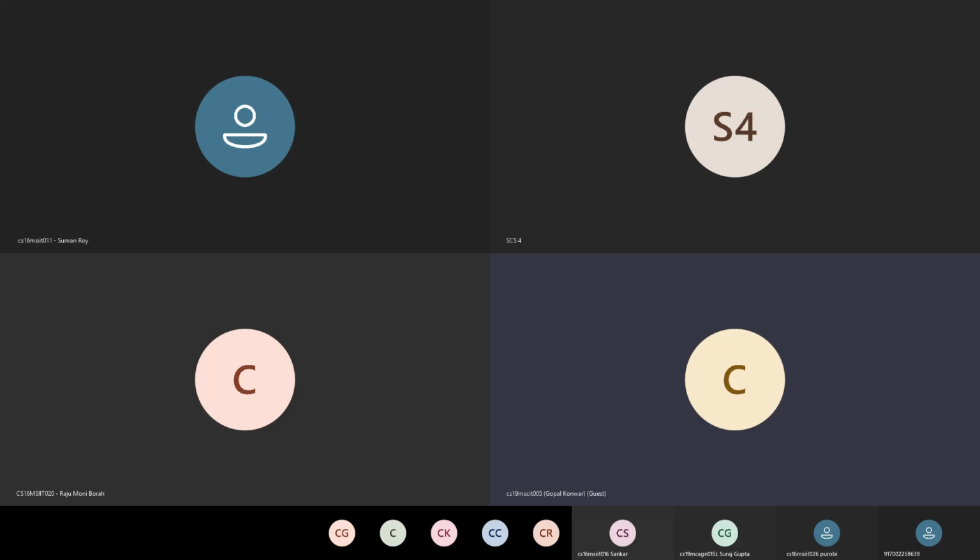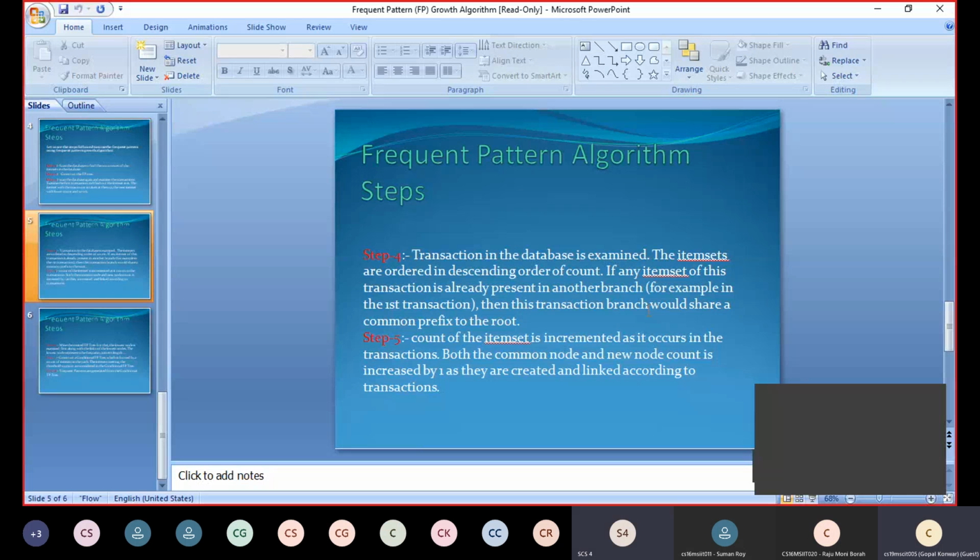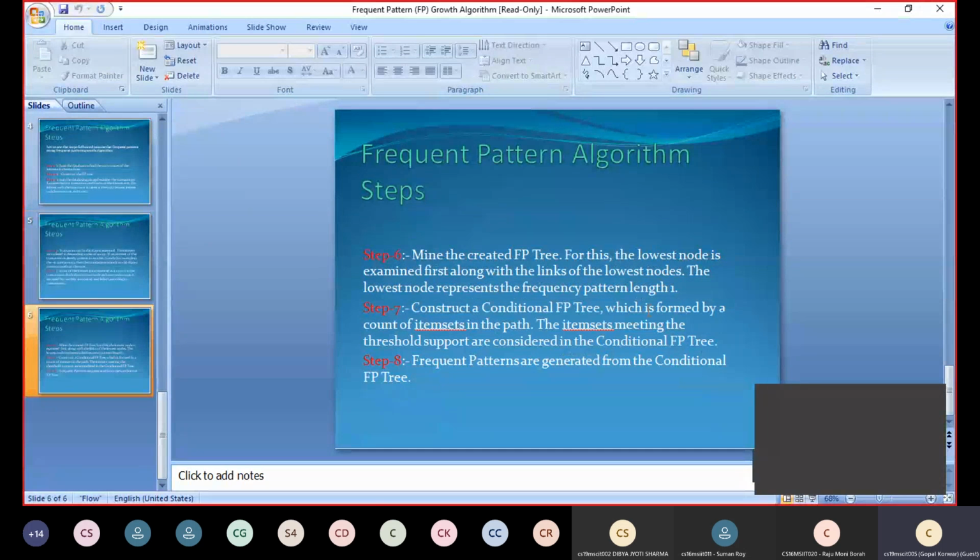Then this transaction branch would share a common prefix to the root. The number 5 step is the count of the item set is incremented as it occurs in the transaction. Both the common node and new node counts are increased by one as they are created according to the transaction.